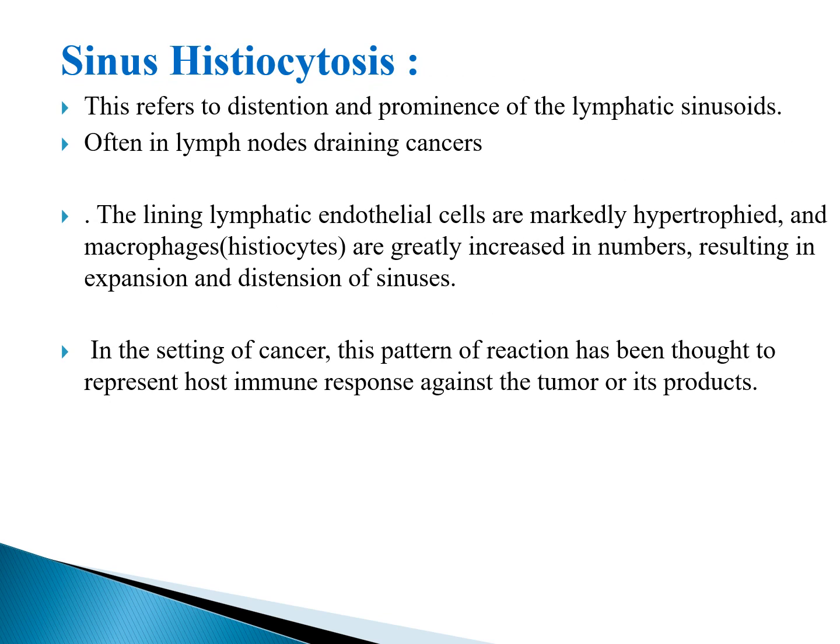Now, sinus histiocytosis. This refers to the distension and prominence of the lymphatic sinusoids, often in a lymph node draining a cancer. The lining lymphatic endothelial cells are markedly hypertrophied, and the macrophages are greatly increased in number, resulting in expansion and distension of the sinuses. In the setting of cancer, this pattern of reaction has been thought to represent the host immune response against the tumor or its products.